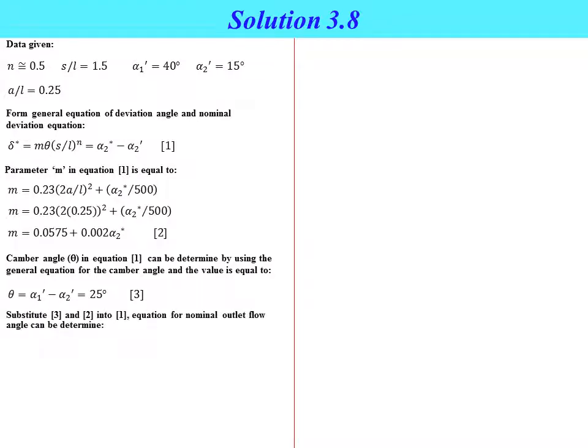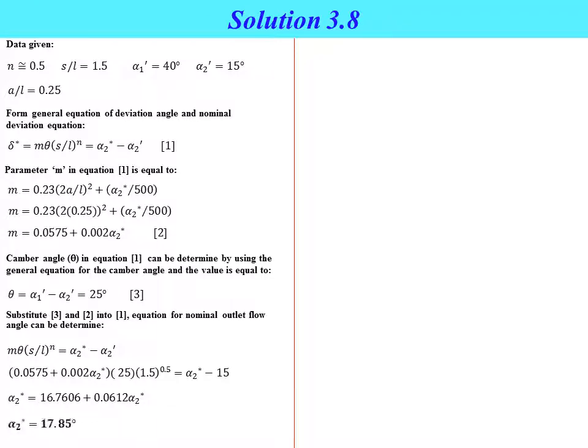Substitute equation 3 and equation 2 into equation number 1. The equation for the nominal outlet flow angle can be determined. Okay, m theta s over l to the power of n equal to alpha 2 star minus alpha 2 prime. Substitute all the values obtained. So alpha 2 star equal to 17.85 degrees.